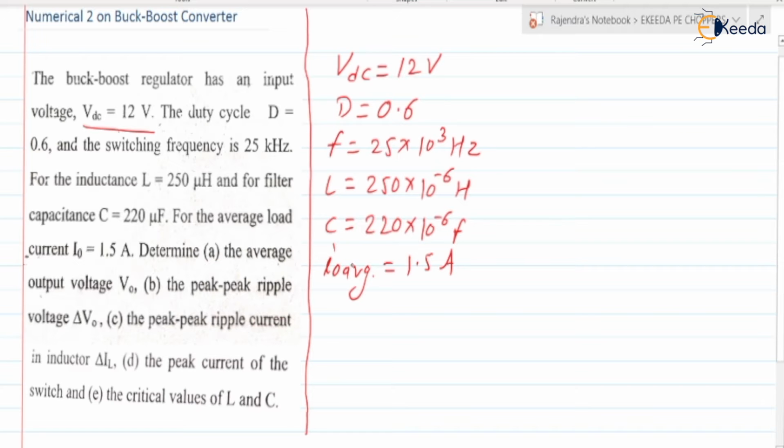So first thing, f is given. From this can we find T? T is equal to 1 by switching frequency, so it is 1 upon 25 into 10 to the power 3, which is 0.04 into 10 to the power minus 3 seconds. Okay, this is the T.